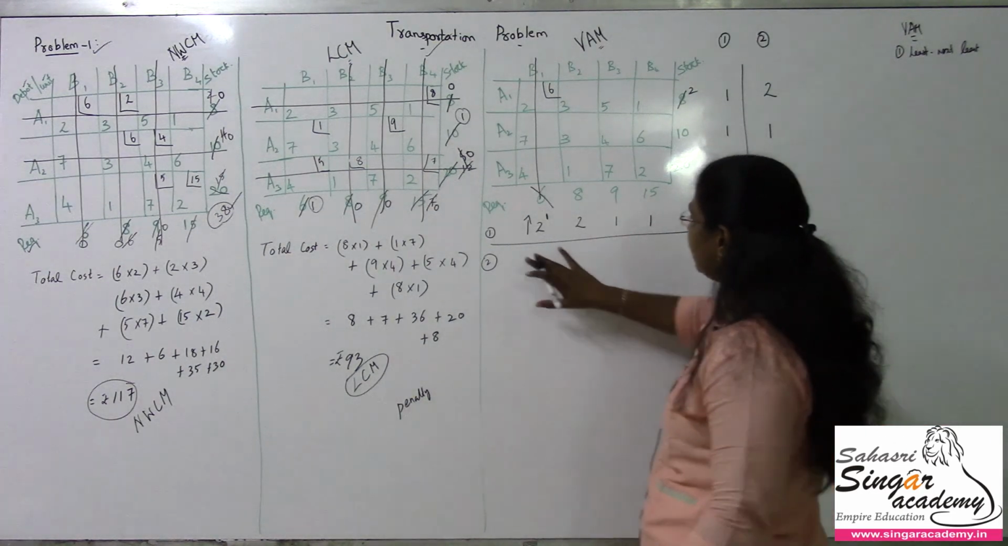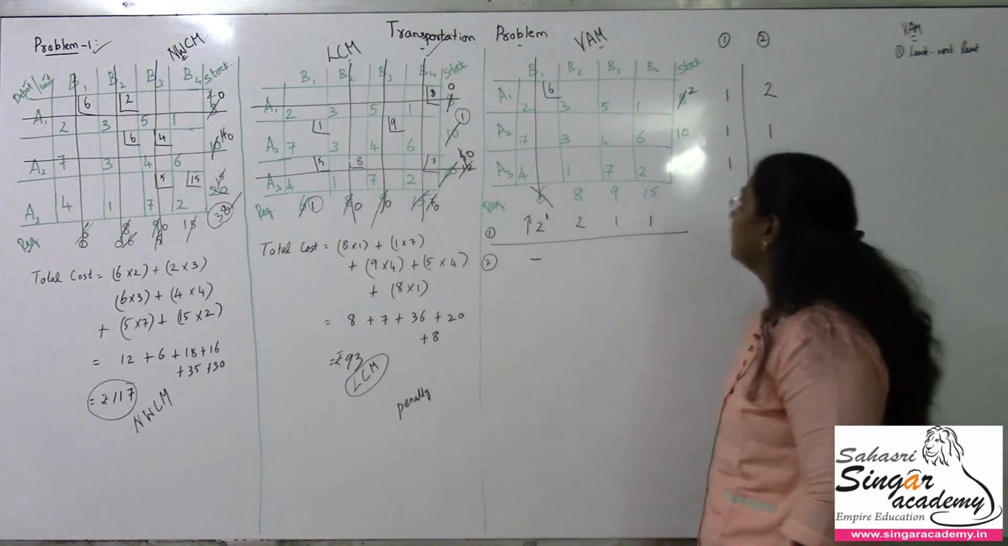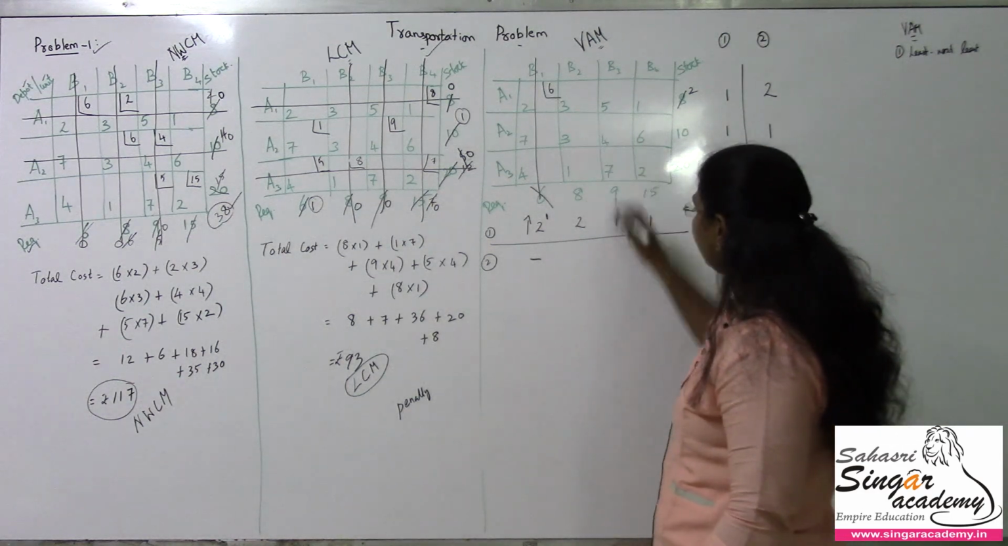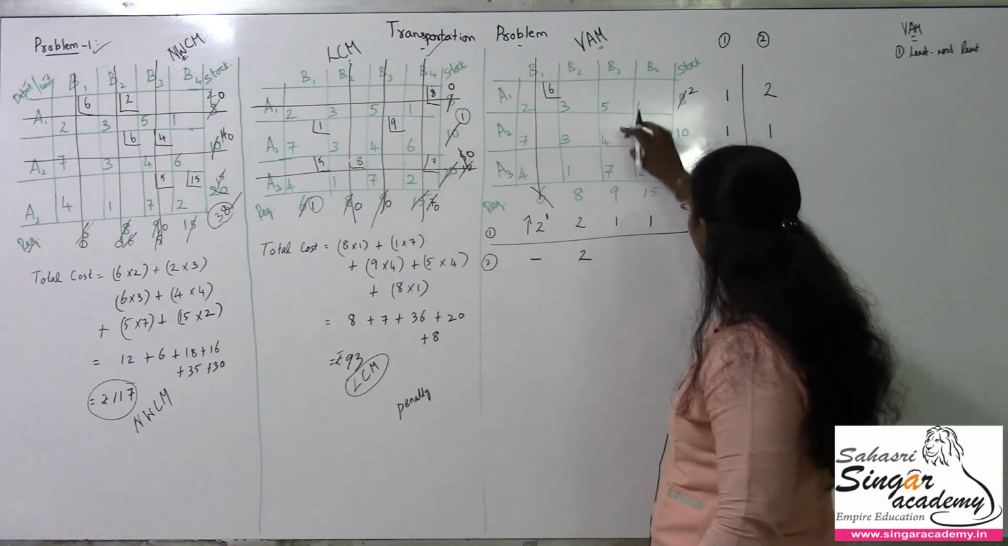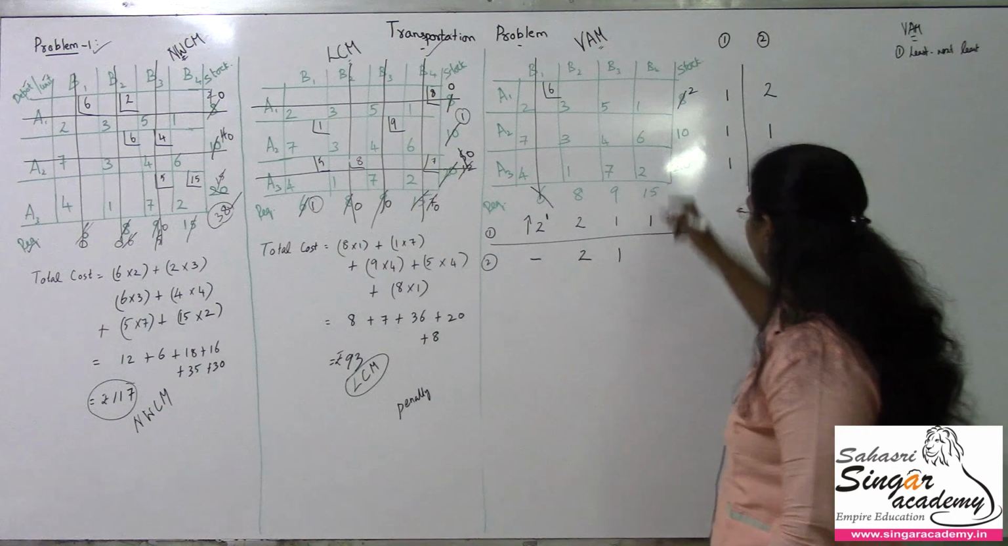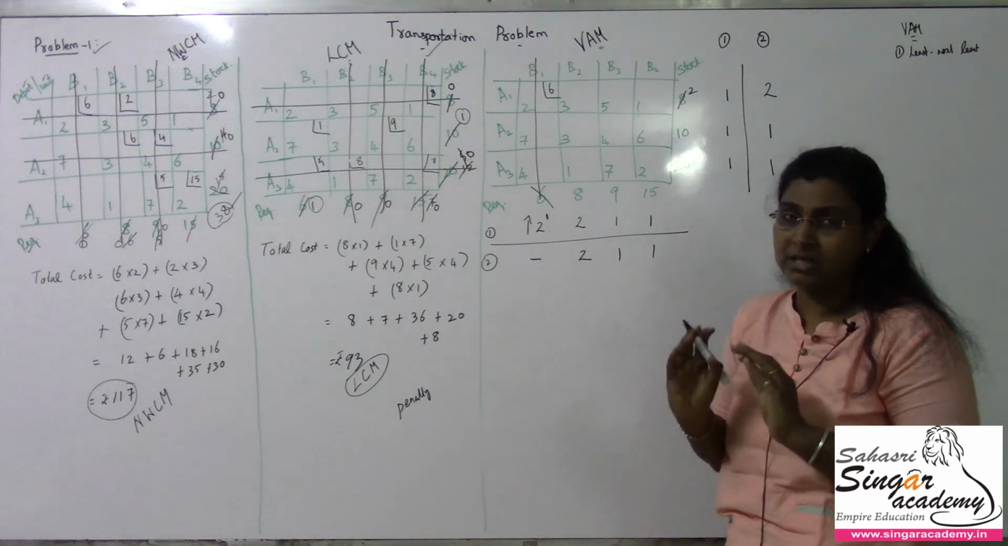The second iteration with respect to columns: nothing to do here, so you can put a dash. With respect to B2, 1 and 3, so it is 2. With respect to B3, it is 4 and 5, so 1. With respect to B4, it is 1 and 2, so 1, right? Again, we have posted the penalties.